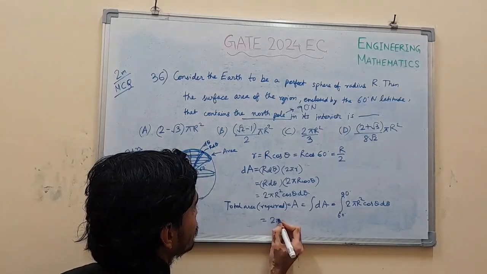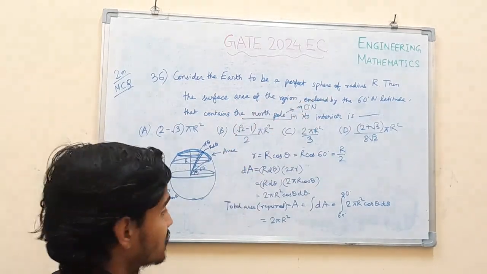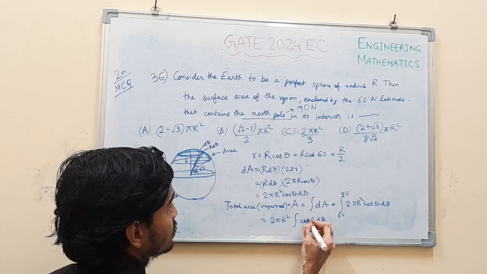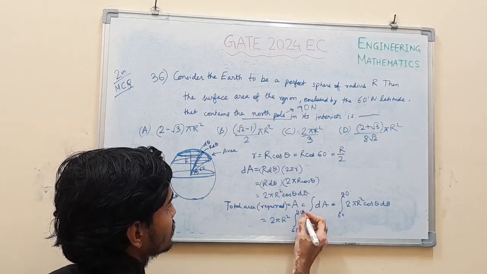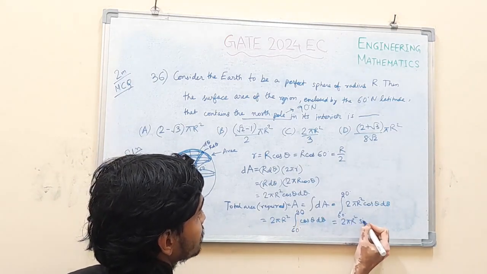If you take 2 pi R square as common, where R is the radius of the earth, a perfect sphere in this case, it will be the integration of cos theta. As you all know, the integration of cos theta is sin theta. So it will be 2 pi R square sin theta. Limits will be what?